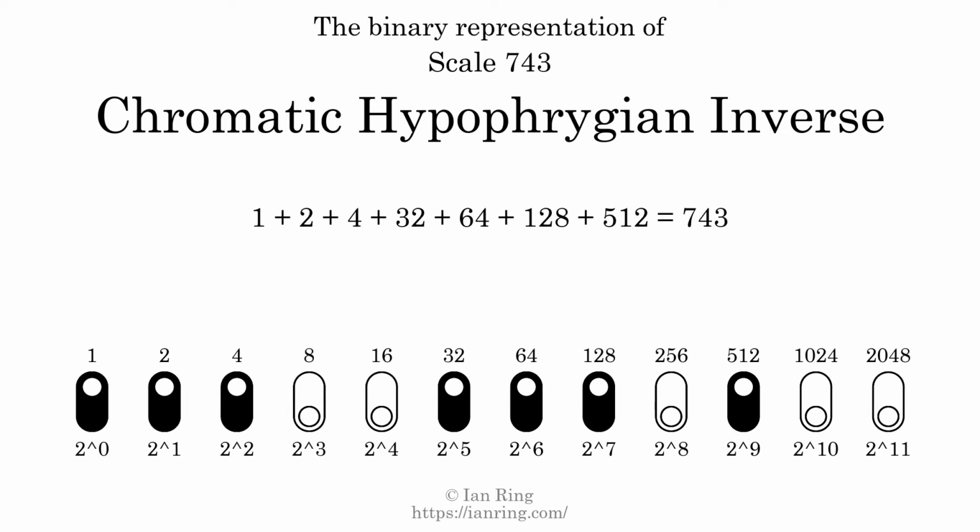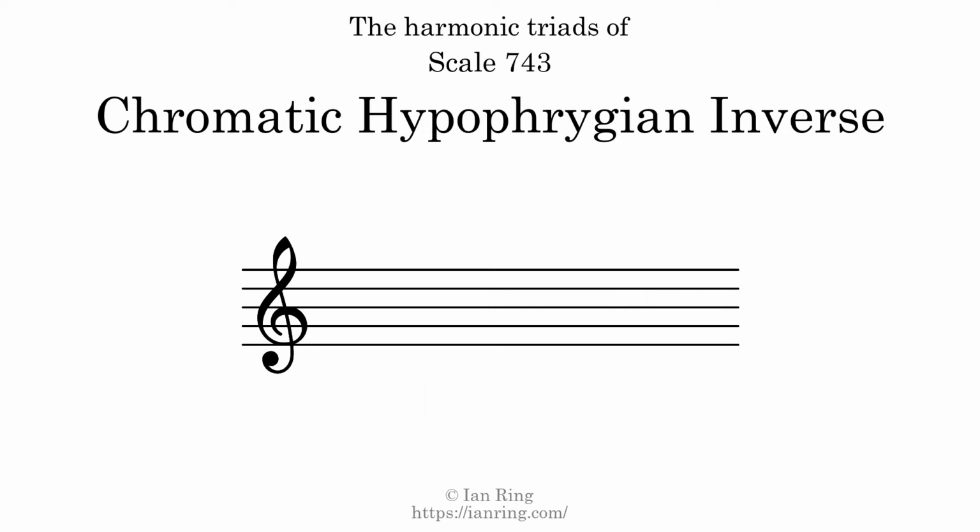The scale number not only enumerates the scale with a unique index, but it also literally describes the tonal content of the scale. Represented as a binary number in base 2, the scale number is 001011100111. Here are the harmonic triads present in this scale.